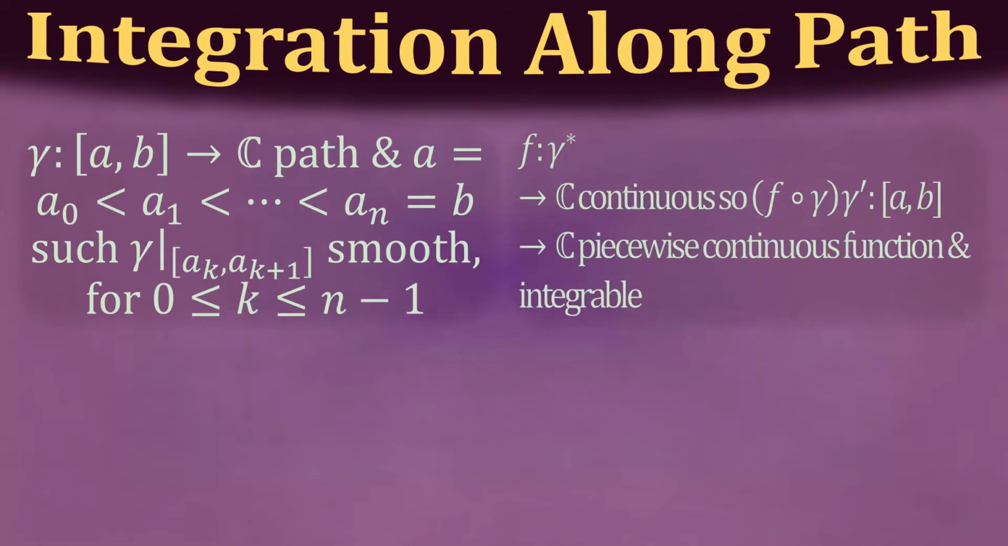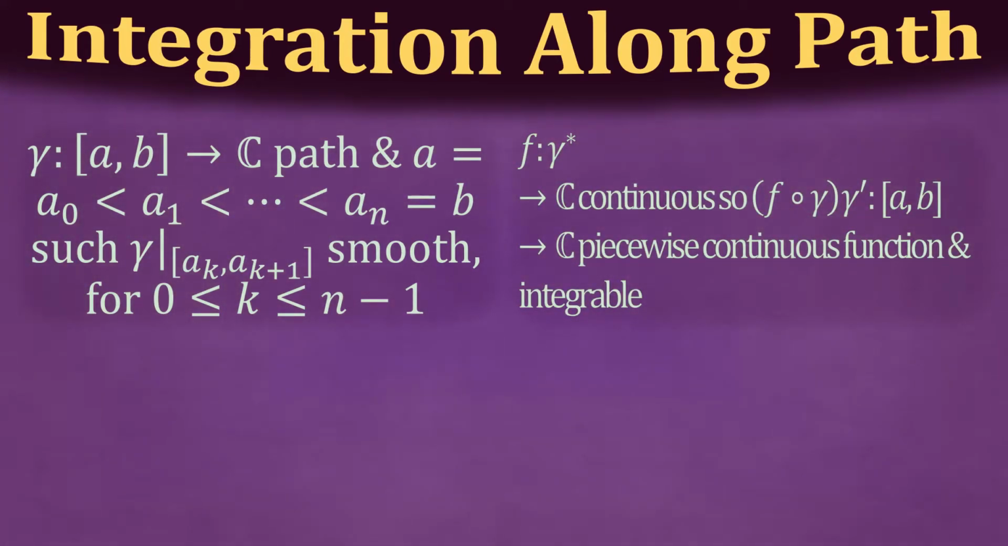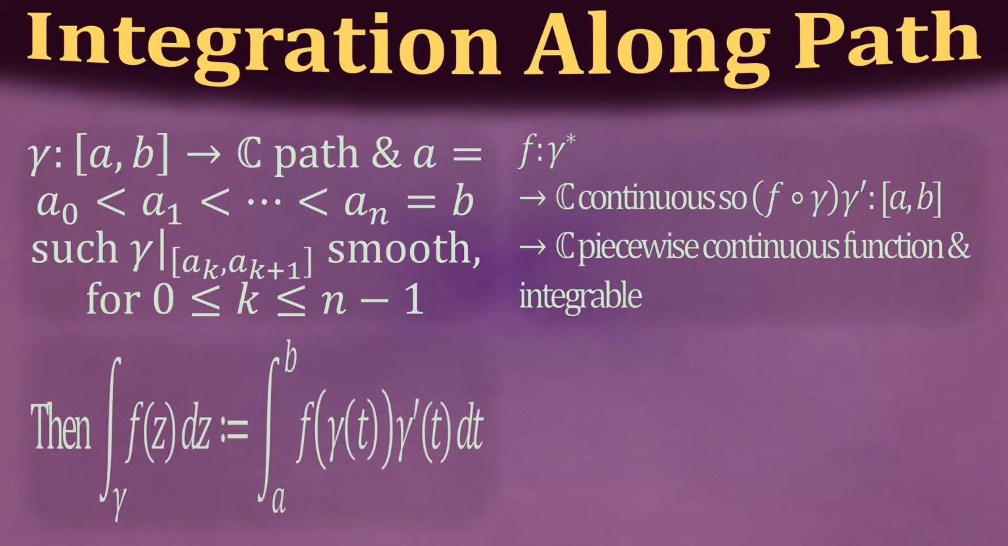Let f from γ* to the complex numbers be continuous, so that (f ∘ γ)·γ' from [a, b] to the complex numbers is a piecewise continuous function and hence integrable. Then we define the integral over γ of f(z) dz to be the integral from a to b of f(γ(t))·γ'(t) dt.